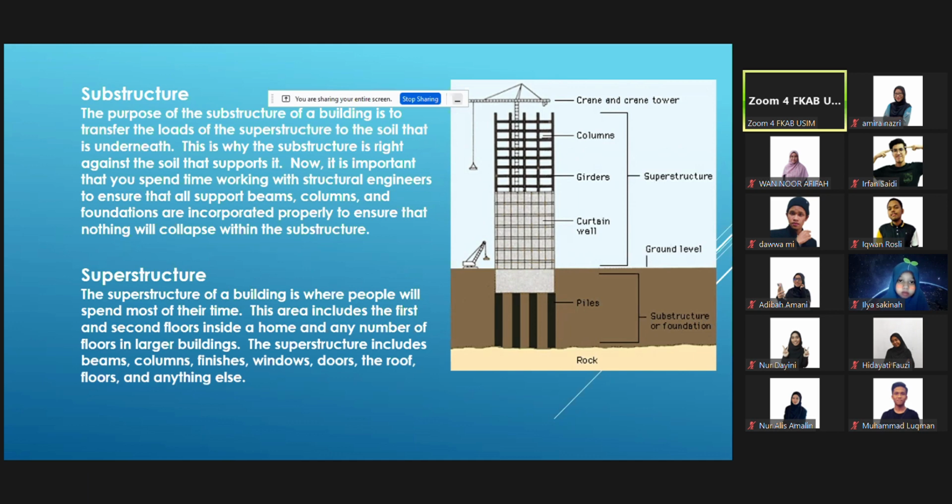Okay, so this area includes the first and second floor inside of a home, or any number of floors in a larger building. Superstructure basically includes all those above the ground, which include beam, column, finishes, windows, doors, roof, floors, and anything else above the ground that forms part of the building. So that is called superstructure. And we skip, pasal kita nak focus pada column beam kan, basically that's the main structure of the superstructure, right?